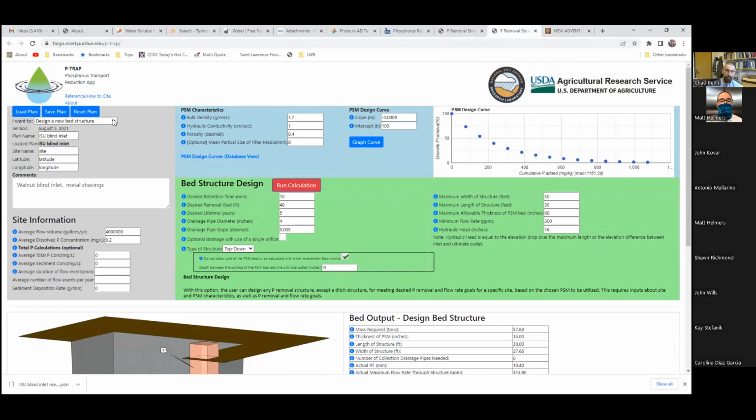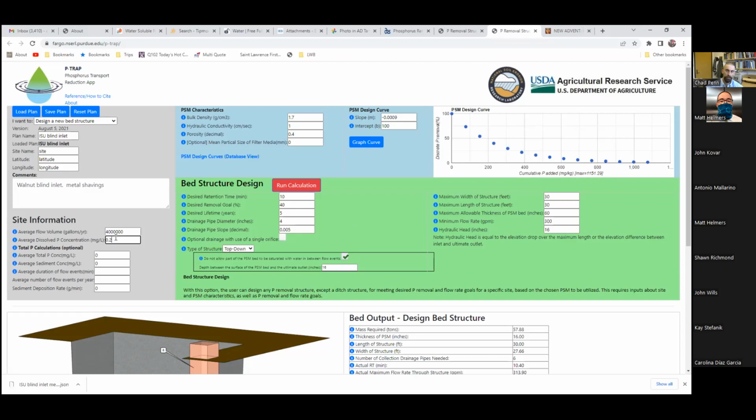So now instead of evaluate, I'm going to design a new bed. Same site. However, let's say instead of building this blind inlet at the surface with the metal shavings, we're going to build a subsurface filter to treat the tile drain water and the surface water, both. So in this case, I don't know exactly what the annual flow volume is. It's going to be more than just the 2 million gallons per year at the surface because we got tile drainage. So I just doubled it, 4 million gallons per year.